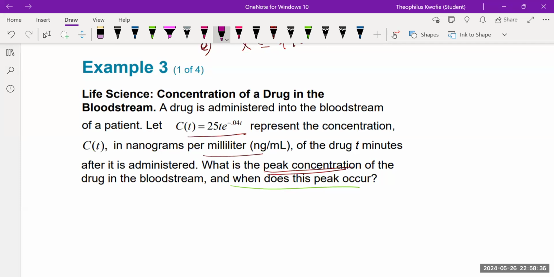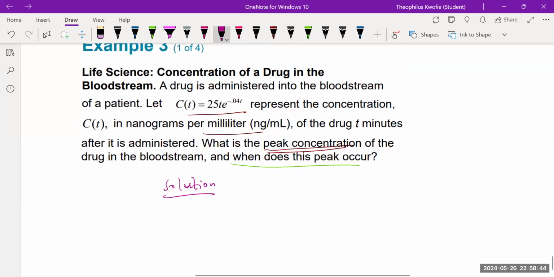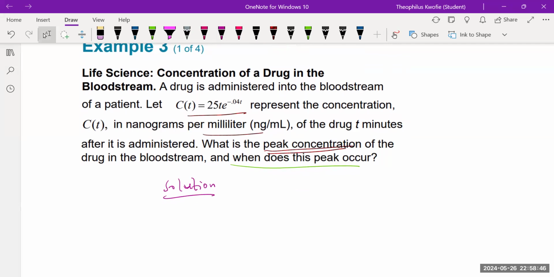Okay. All right. So let's get started. We are given the concentration function. Before I start, you may want to try it on your own, so please pause the video and try it on your own.